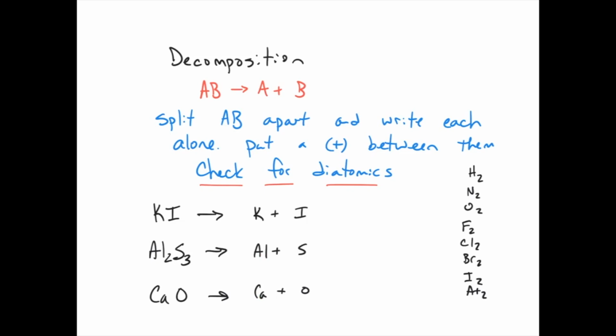Now, I look over here. Iodine is one of my diatomics, so I write in I2. Now, sulfur is not one of my diatomics. It's not on the list over here on the right, so I don't need to worry about it. Now, oxygen, once again, is, and so I make that diatomic. And that's as simple as that. Decomposition: you split up the ions, separated by a plus sign, and check for diatomics.